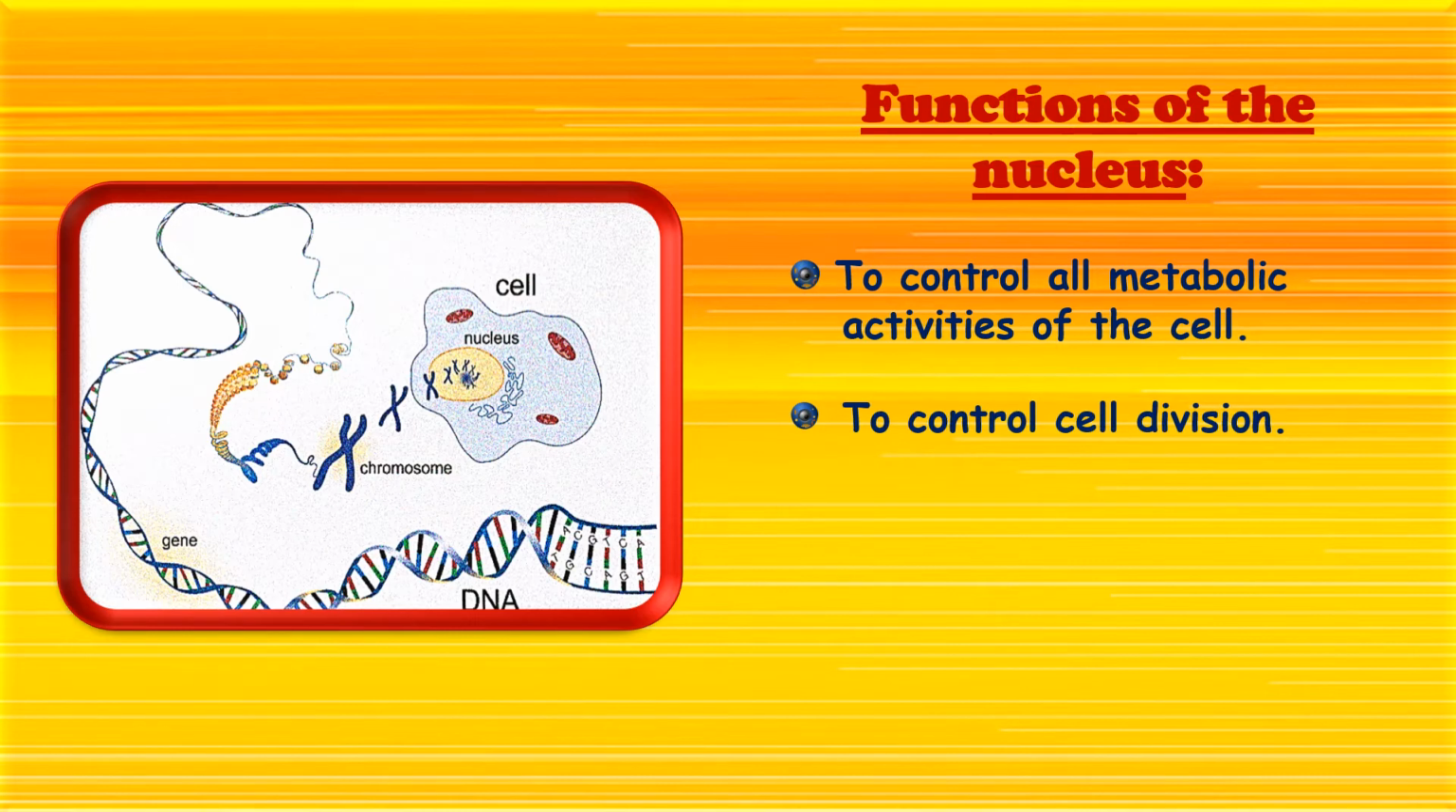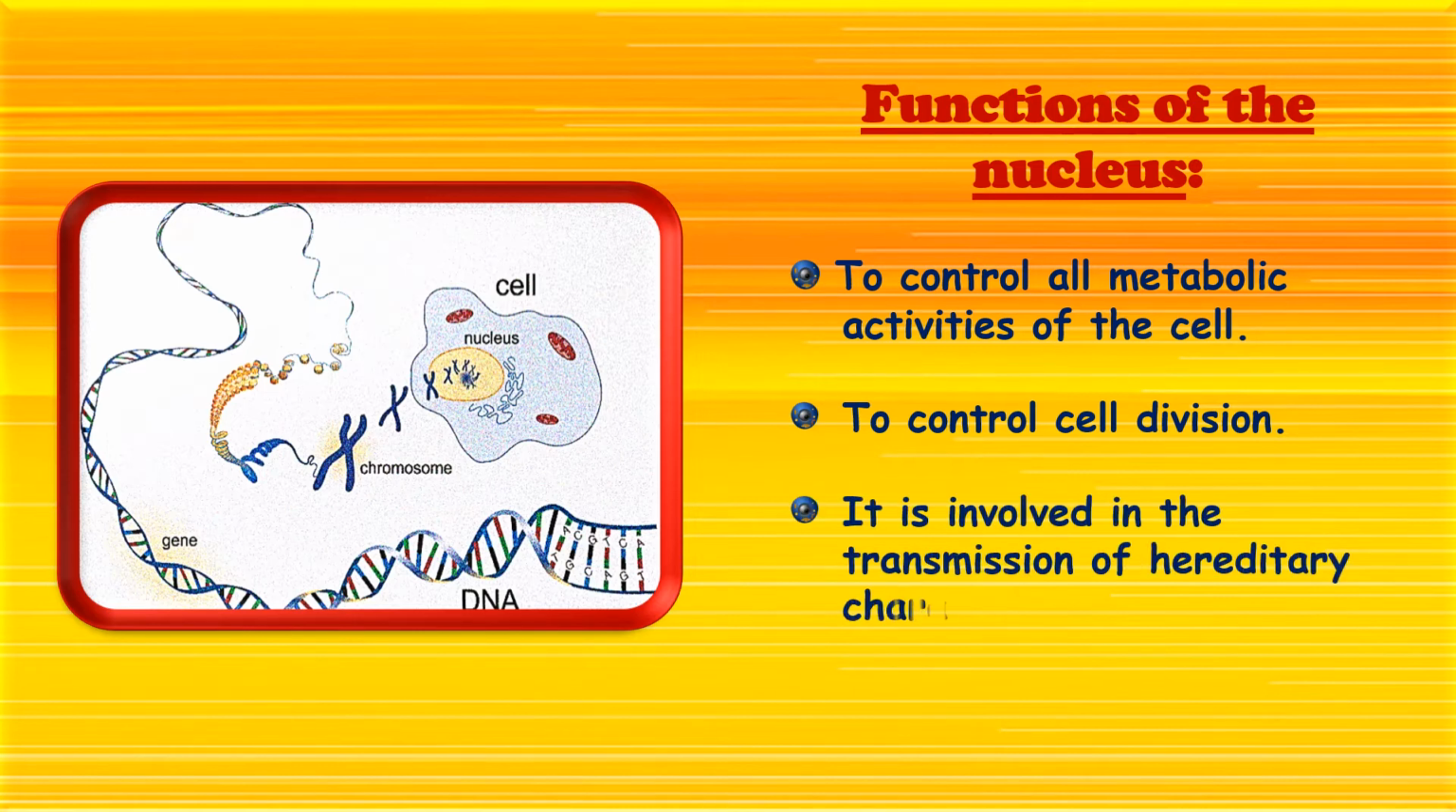Then it controls cell division, that is the breaking, or dividing, of the cells. And it is involved in the transmission of hereditary characters from parents to offspring.